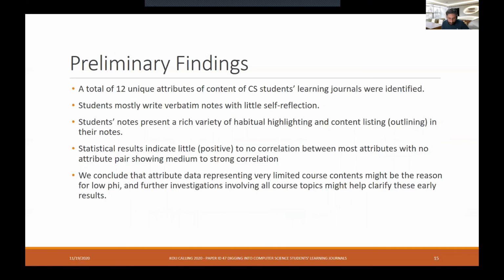So the preliminary findings of this work are that we were able to identify 12 unique attributes of content of computer science learning journals and notes. Students mostly write verbatim notes with little self-reflection. So most of the notes were verbatim, but the reasons behind this trend could be several. Students do use a variety of highlighting and content listing methods, which could have been drawn from their school time habits.